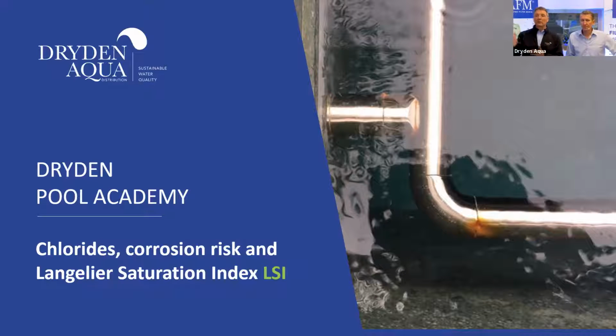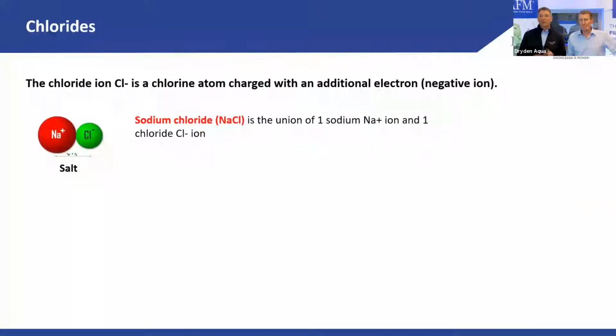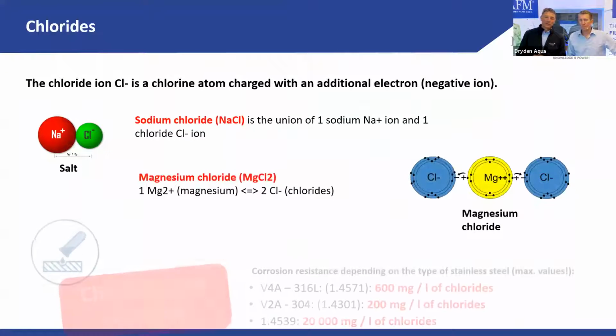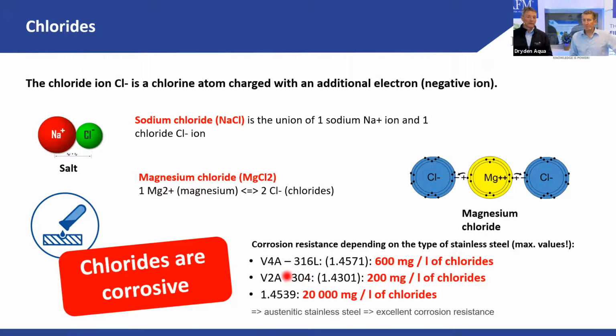If you're above 600 milligrams per liter of chlorides, then you will have a problem with stainless steel, even if it's 316L. This is what I was taught, and this is also what most people here in Germany say. 600 milligrams of chlorides, that's the maximum. If you're above this, you have a corrosion problem for a 316L. 304 is only 200. And if you want to go higher, you have to go to a higher quality.